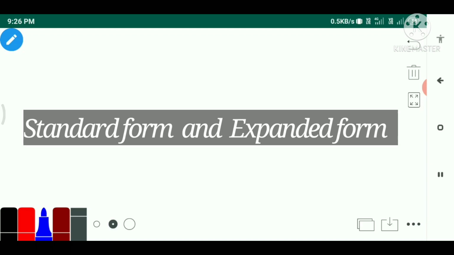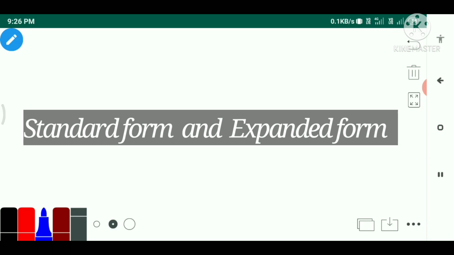In the last class I taught you about face value and place value of any 4-digit number, right? And I hope that you all have understood. Today I will teach you about expanded form. Okay, so first of all, before I proceed to expanded form, let me teach you about standard form.